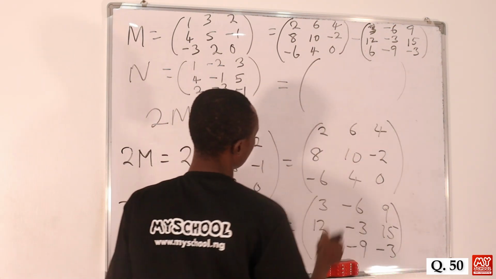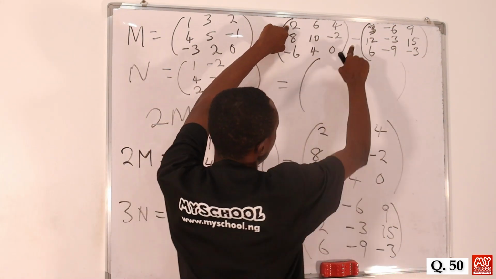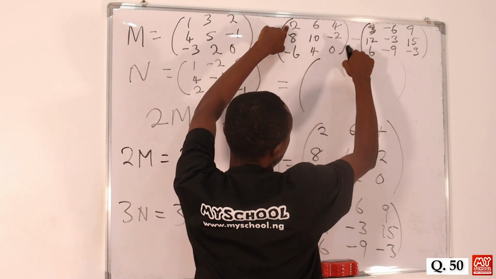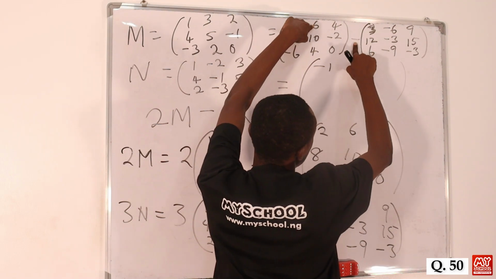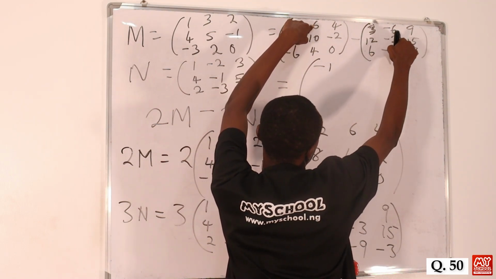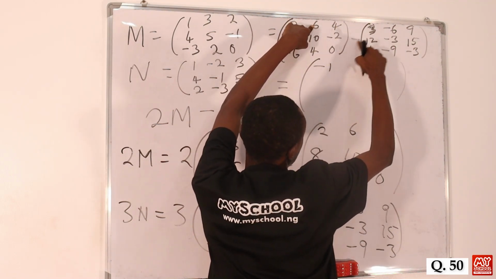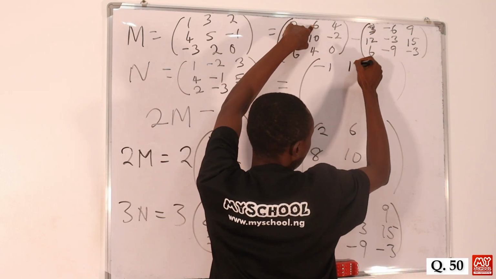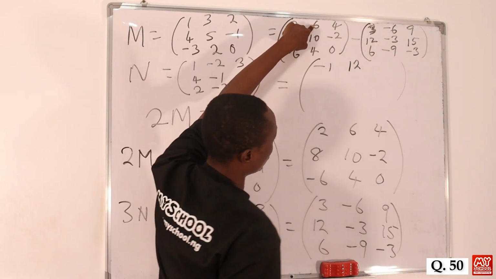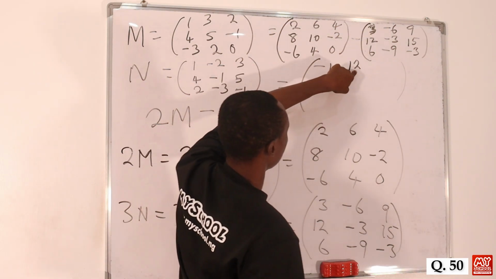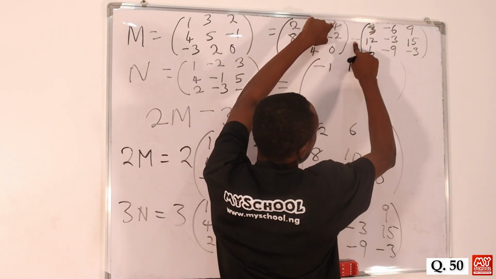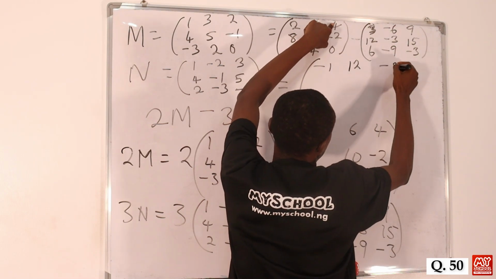Okay, so let's subtract. So 2 minus 3, that will be minus 1. So 6 minus minus 6, that will be 12, because minus is going to change to plus. So that means we're now having 6 plus 6, that will be 12. So 4 minus 9, that will be minus 5.